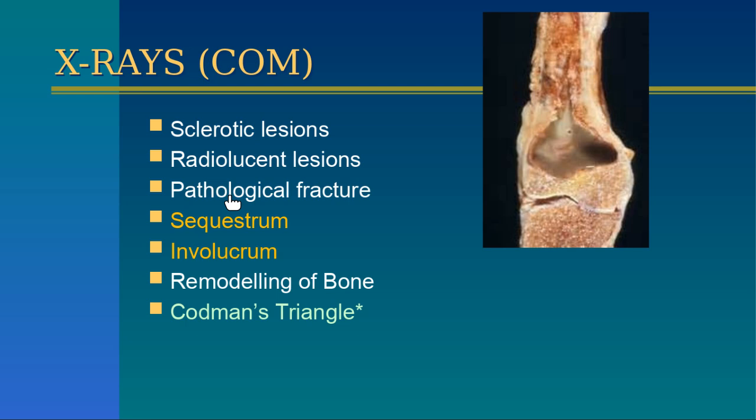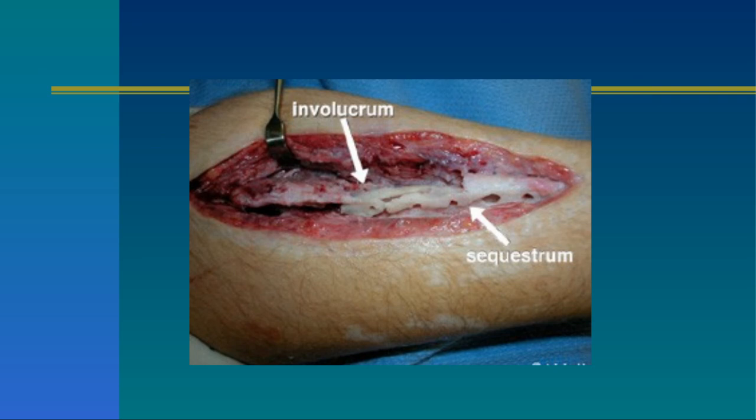As I said, Codman's triangle can be seen with an aggressive lesion in malignancy, not specific to osteomyelitis, but in chronic osteomyelitis, if it's active, you can certainly see a Codman's triangle as well. That's a radiographic feature. So this is a picture of involucrum, that beefy red bleeding bone. That's new bone being deposited, whereas this ivory white bone lacking blood supply would be your sequestrum. So this ivory white bone, sequestrum, nice bleeding bone, that's involucrum, that's new bone being deposited.